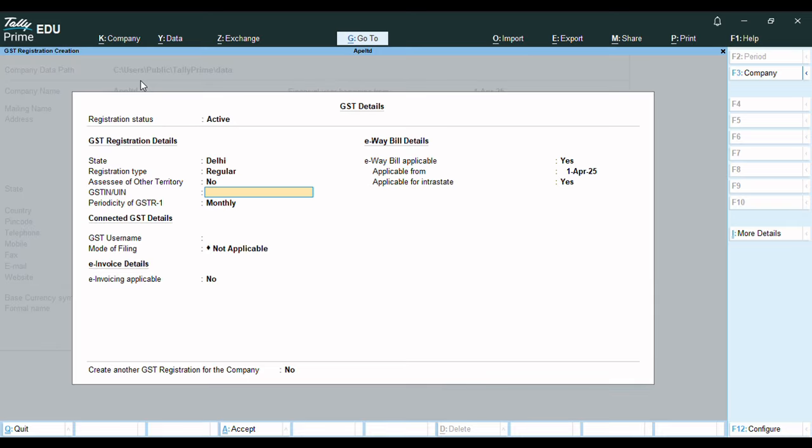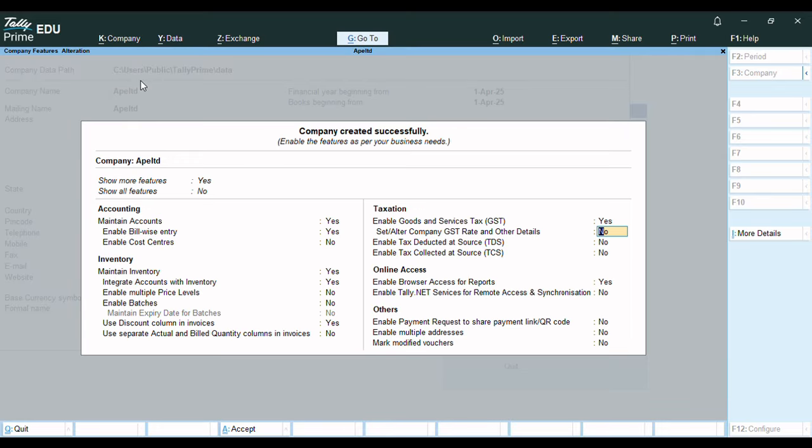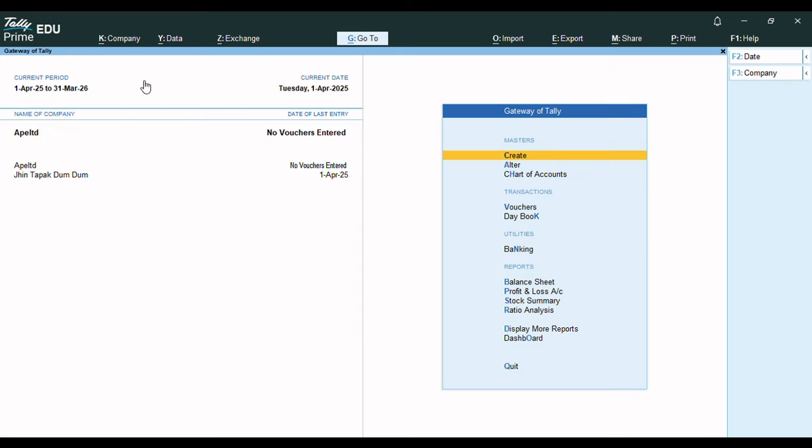We need to fill the GST number of 15 digits. Fill a dummy one as well. For example, Delhi is 07, that is the first digits, then dummy. Then monthly, again we will skip, yes, and this is 1st April 25. Now your company is done. Company is created, yes.